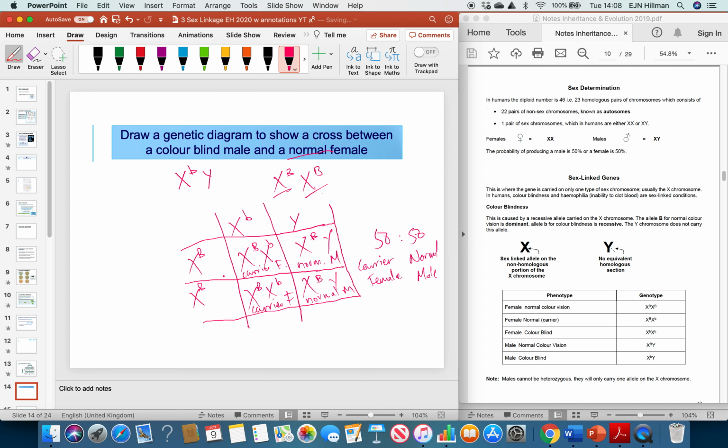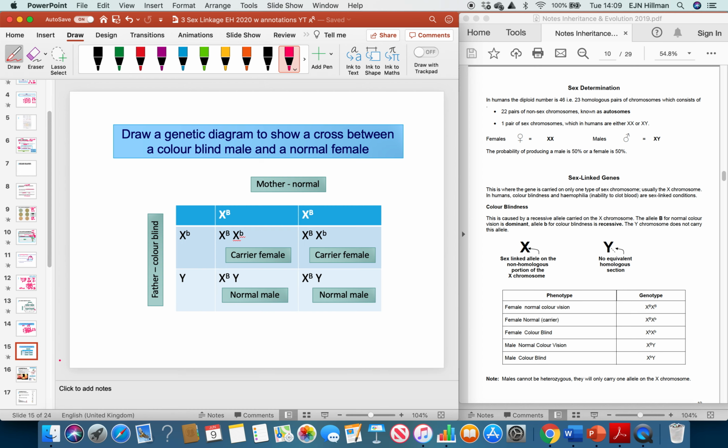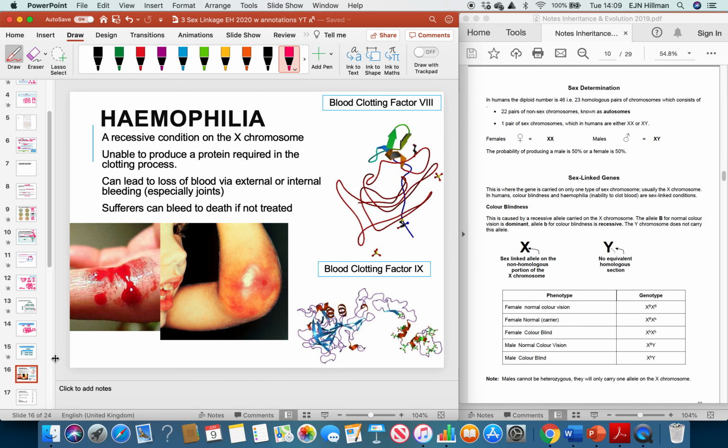It's not possible for the females to show colour blindness because the females must inherit two recessive alleles, so one on each of their X chromosomes. So the likelihood that a female shows a recessive sex-linked condition is much lower. There it is, a bit neater. Essentially the same thing.